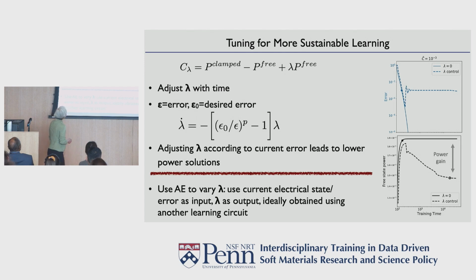And so what Naki has done is to say, let me come up with a way of adjusting lambda in time to get to a lower error power solution. And he's come up with a way that works pretty well. This is the desired error. This is the error you actually have, and you adjust your value of lambda according to that, and you can gain, like 30% power or something like that. 30% in power. Not nothing.